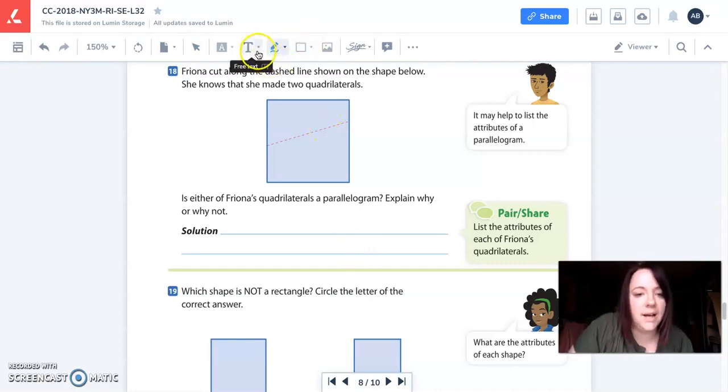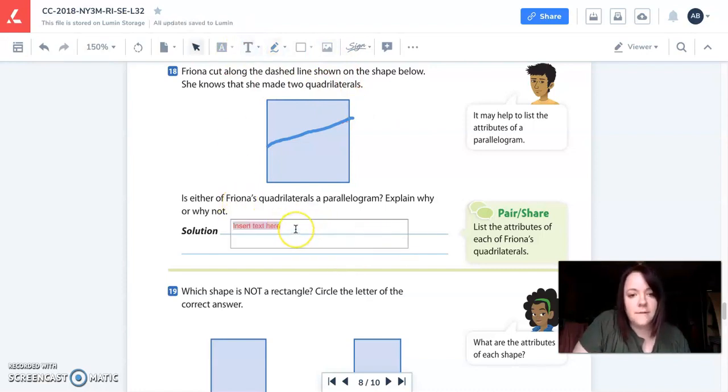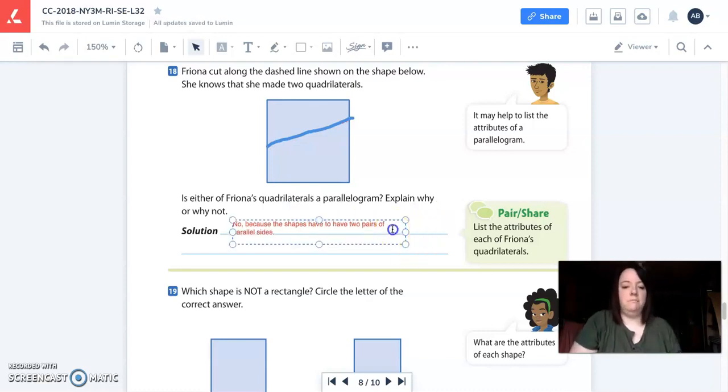So here's the dotted line. I'm going to draw a little bit thicker line so you can see it. There. Okay. So are they a parallelogram? Explain why or why not. Well, what did we say that a parallelogram is? It has to have, so no, because the shapes have to have 2 pairs of parallel sides. Just like that.